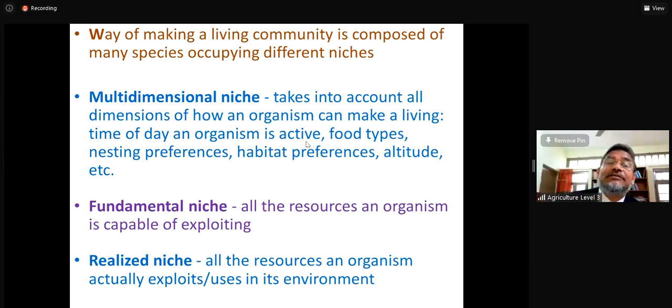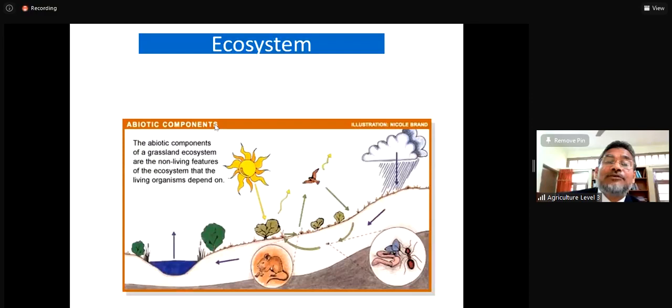Resources or the activities it maintains in that environment. So now come to the one term I told you, what is ecosystem.